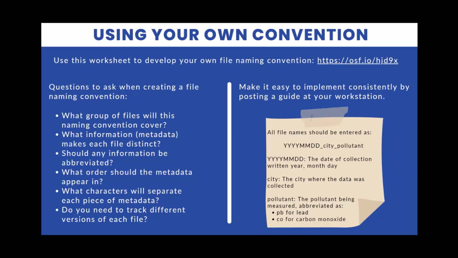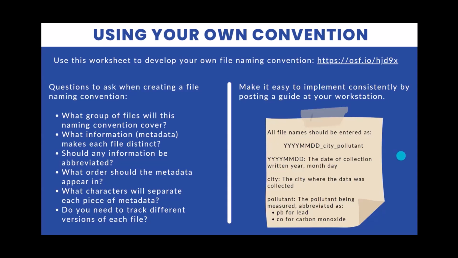So some of the questions included there are what group of files do you want this convention to cover? Is this just for a subset of files? Is it for an entire project? Do you want to adopt a standard for your lab or research group? And then what information or metadata makes each of those files distinct? That is generally the information that you want to highlight in the file name so that you can tell them apart. Think about whether or not any information should be abbreviated to keep your file names brief and under that suggested 32 character limit. Think, as we discussed in the previous example, about what order you want the different metadata elements you include to appear in.